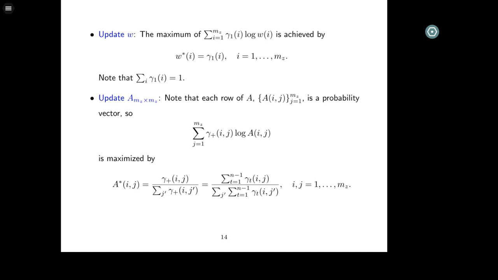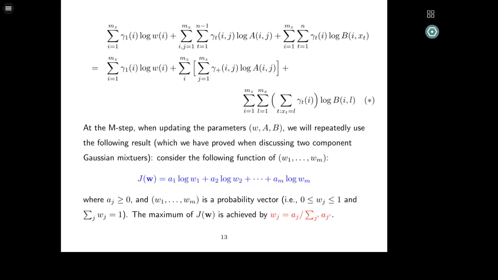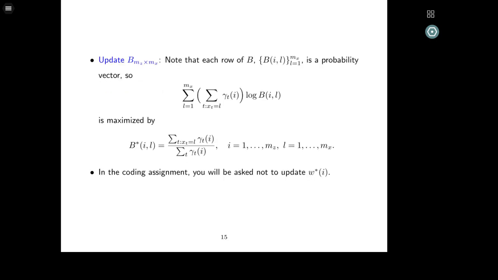So next, let's look at how you're going to optimize B. Again, B is a matrix. Every row of B is a probability vector, okay? So that means let's just fix i and find out what is the optimal choice for the ith row of B. If you fix i, you can put a bracket right after the summation over i, and you could quickly realize the optimal choice for B should be proportional to this number. Again, we use this result shown here. So you have your optimal choice for B.